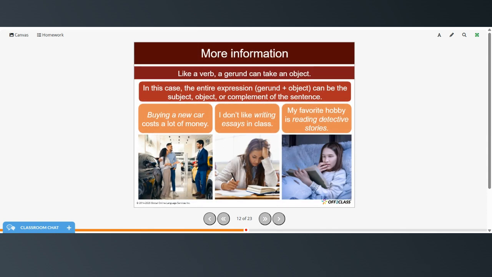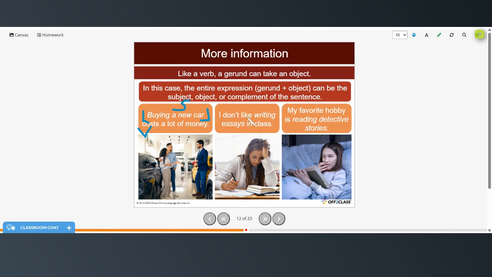Like a verb, a gerund can take an object. In this case, the entire expression, gerund plus object, can be the subject, object, or complement of the sentence. Here are some examples. Buying a new car costs a lot of money. So here, this whole expression, buying a new car, is the subject, and costs is the verb.